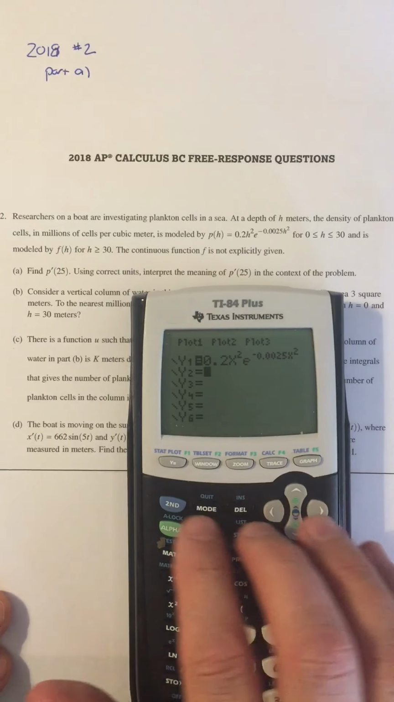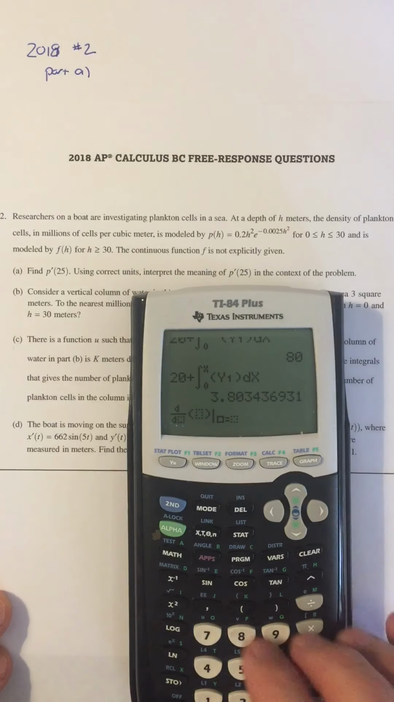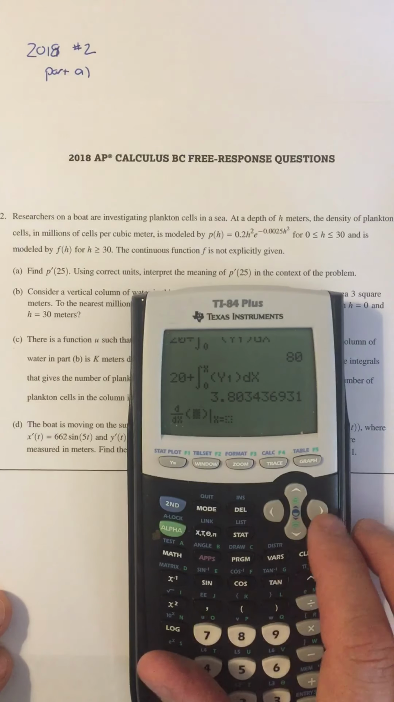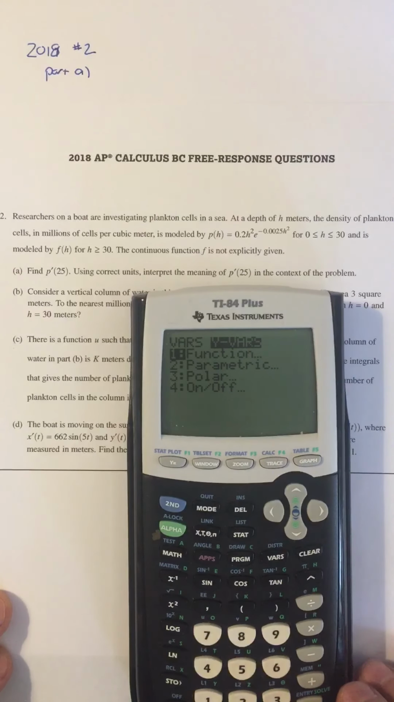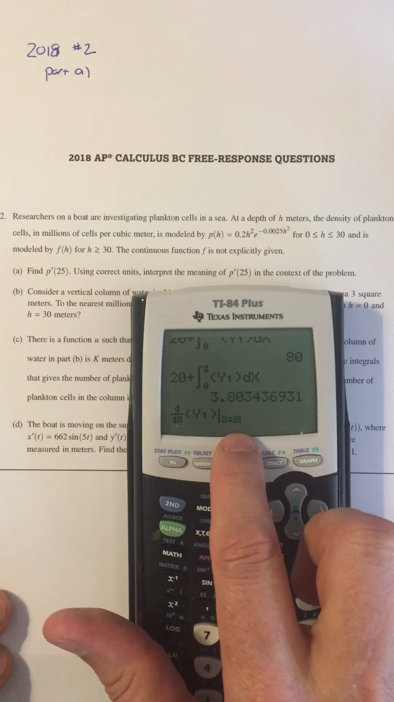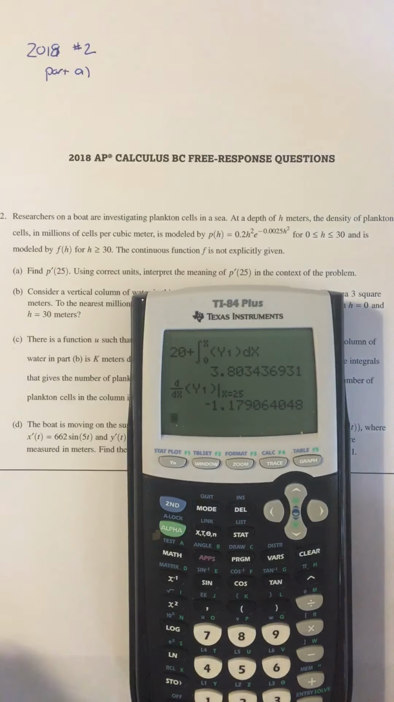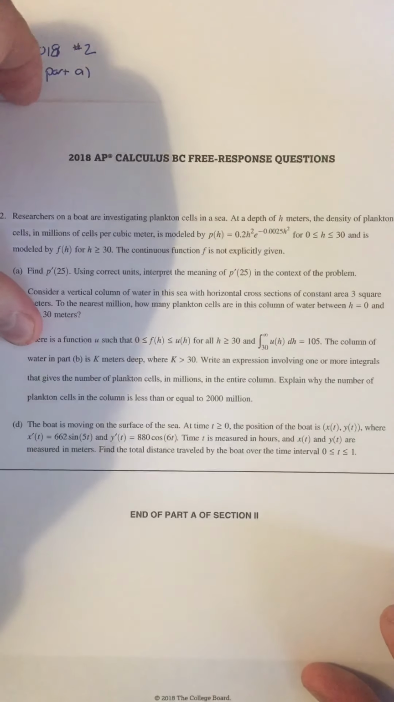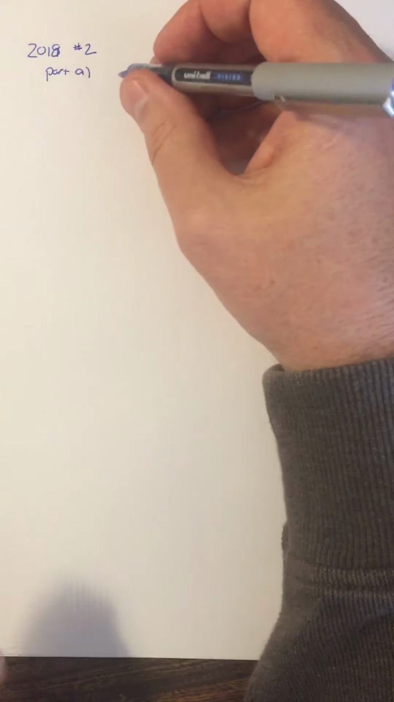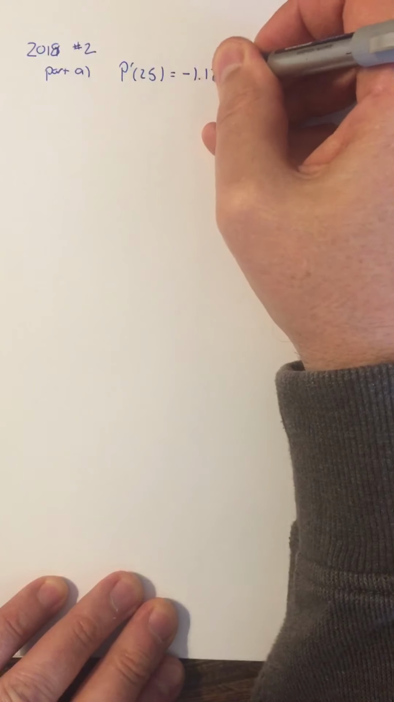Then all I have to do is go math 8, because that gives me a derivative. And then I want the derivative with respect to x of vars, y-vars, function y1. I'm evaluating a specific point, which is 25. So at 25, enter, and I get negative 1.179. Remembering we're required to take 3 decimal places, rounded or truncated. So I'm going to start by writing p prime of 25 equals negative 1.179.